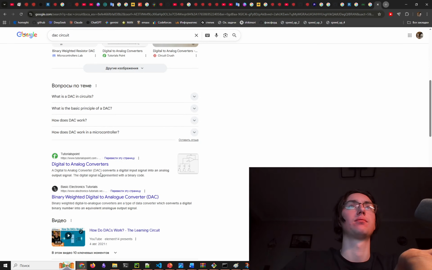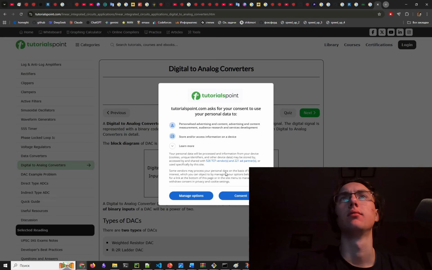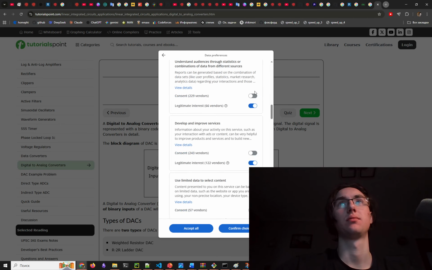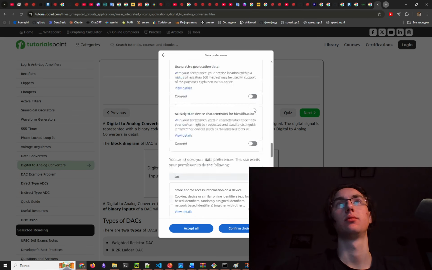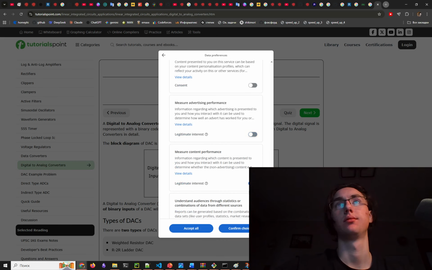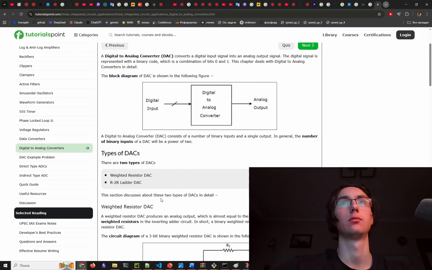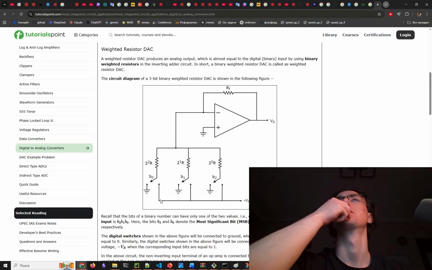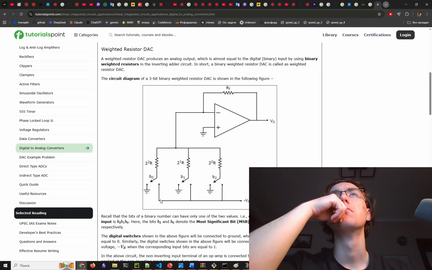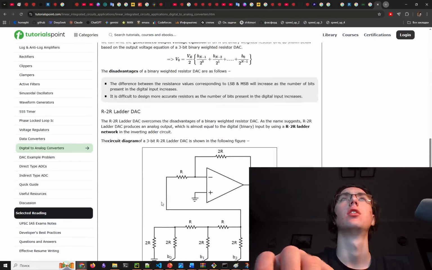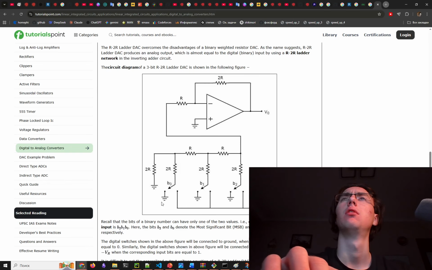Okay. Hell no. Oh, hell no, I mean. It's like a weighted resistor. R-2R ladder. Whoa.